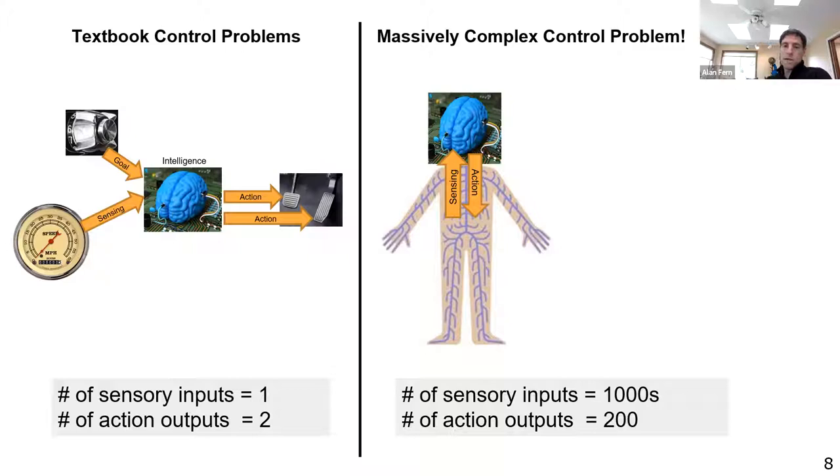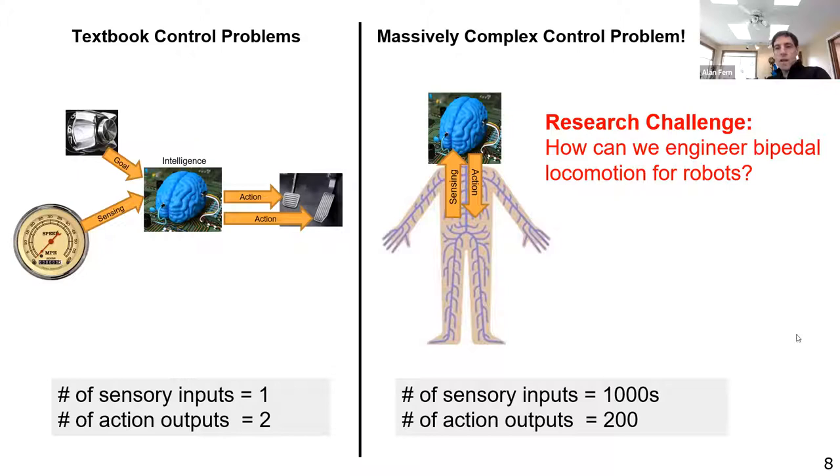And so our research challenge is, how can we engineer bipedal locomotion for robots, right? We're not gonna have as many sensors and actions, but we're still gonna have quite a few. And we've got a challenging control problem here. It's a traditional challenge in robotics to get robust bipedal locomotion.